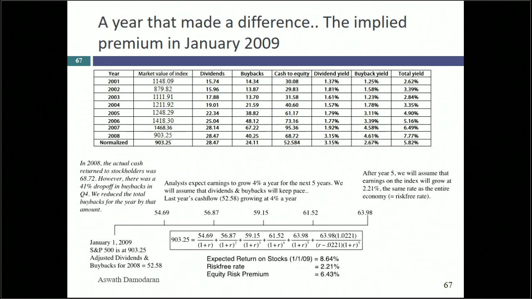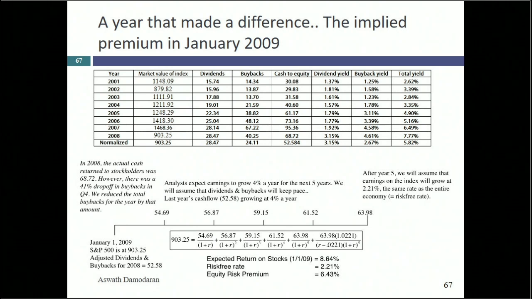I recomputed the implied equity risk premium at the start of 2009. The number I get is 8.64%. Not that much higher than 8.39%, but because the risk-free rate had dropped to 2.21%, my equity risk premium had increased to 6.43%. At the start of the year, the equity risk premium was 4.37%. By the end of the year, it was 6.43%.